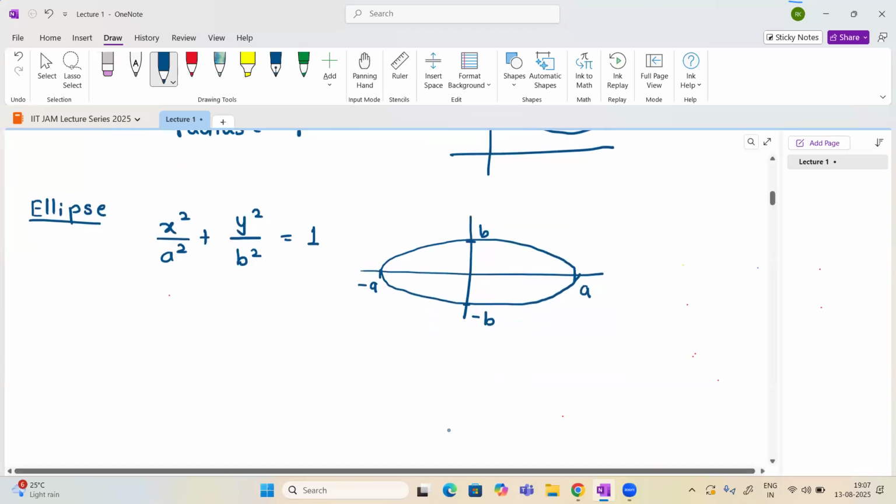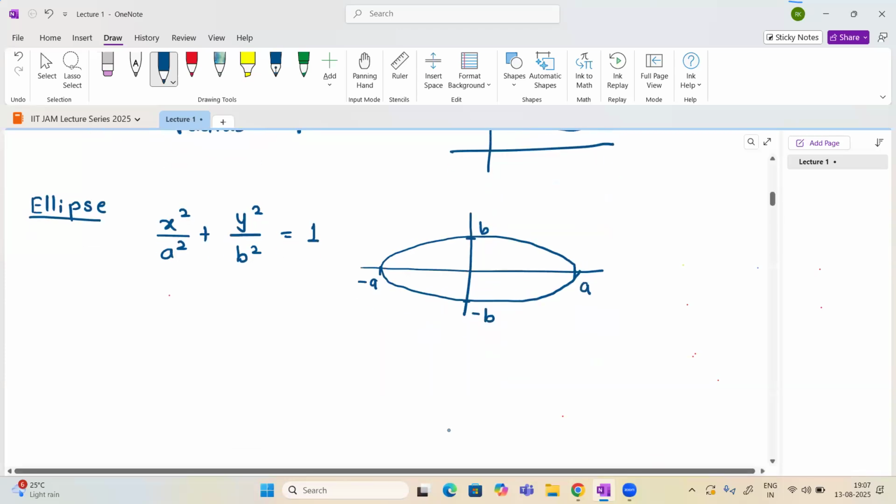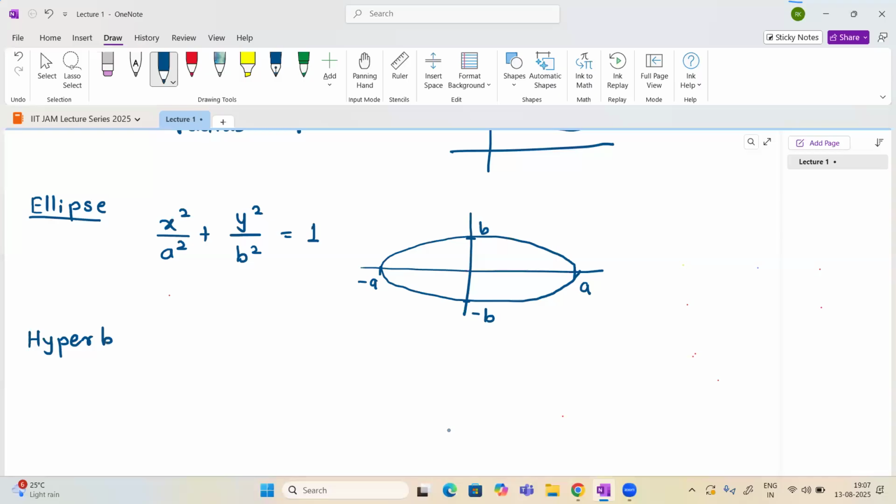Next is the hyperbola. Do you know the standard equation of a hyperbola? x square by a square minus y square by b square is equal to 1. It will look like this. Getting?